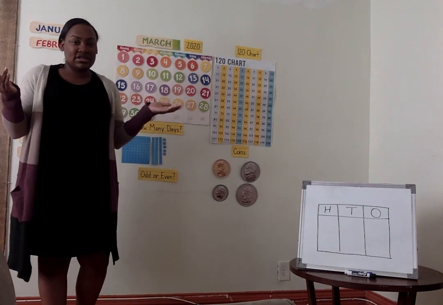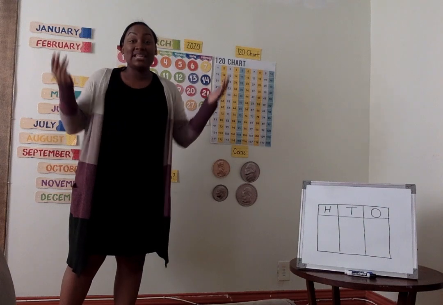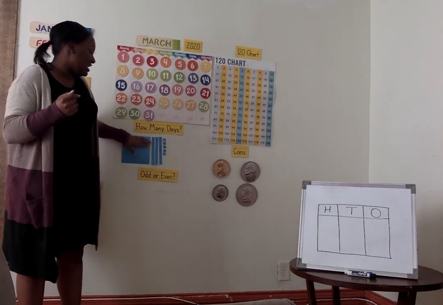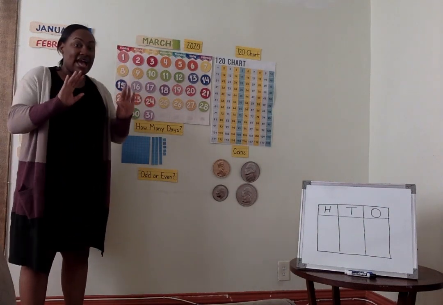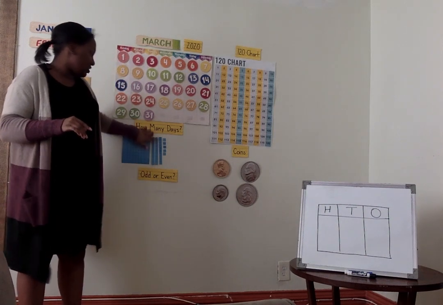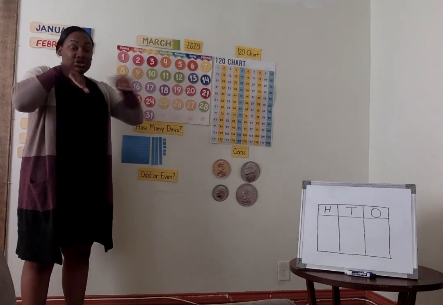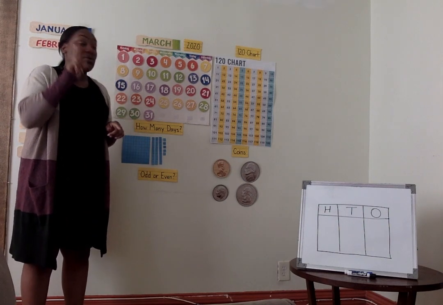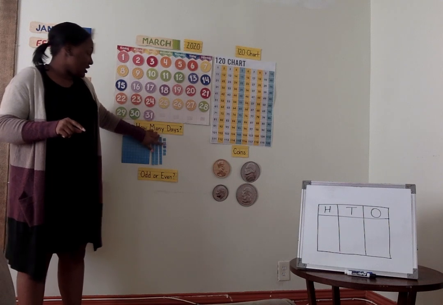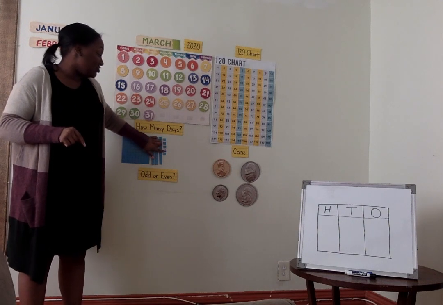But I have a question. How many days have we been in school? Count with me. Get ready. 100. Stop. Switch. Count by tens. 110. 120. 130. Stop. Switch. Count by ones. 131. 132. 133. Get louder. 134.